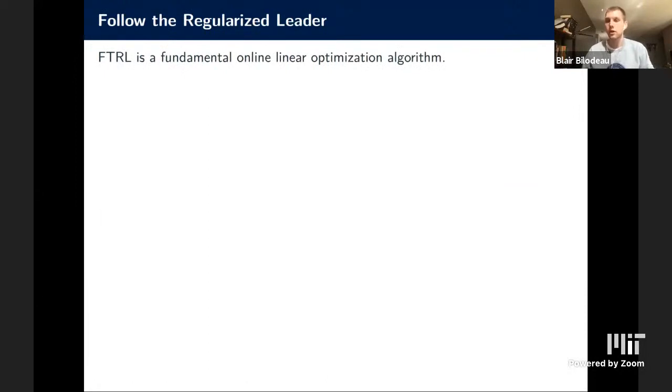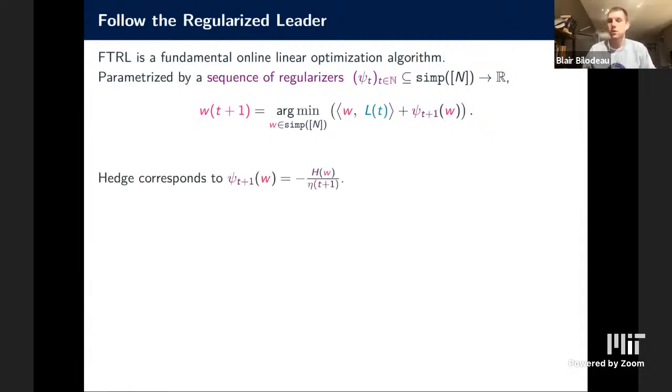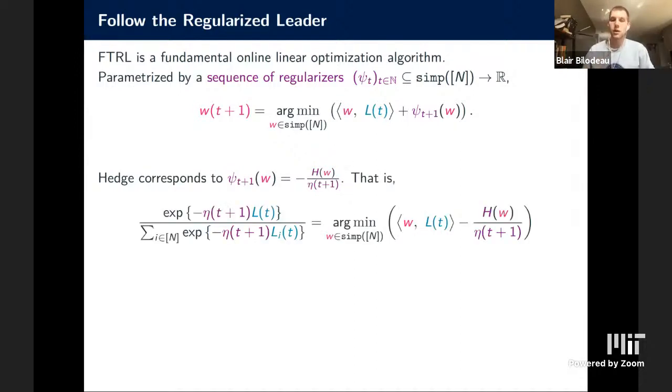So this is a generic class of algorithms that are fundamental in online linear optimization. And they are going to be parameterized by some sequence of regularizers, so mapping weights to just a real number. And they look familiar to the variational form we gave of Hedge, in that they solve an optimization problem. So the weights at time t plus 1 are the minimum over weights in the simplex, so actual distributions on experts, of this linear term, so expected loss, plus just a regularization term of the weights. So Hedge corresponds to taking this regularizer to be the negative Shannon entropy over the learning rate. And now, because we also know the explicit update rule for Hedge, being this exponential update rule renormalized by the finite number of experts, we can say that the solution to this optimization problem is exactly defined by this.